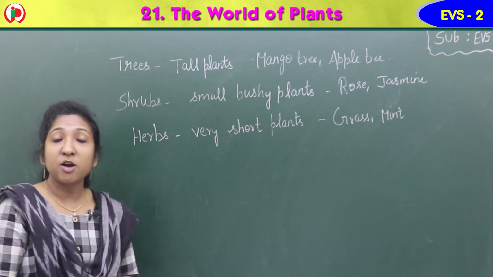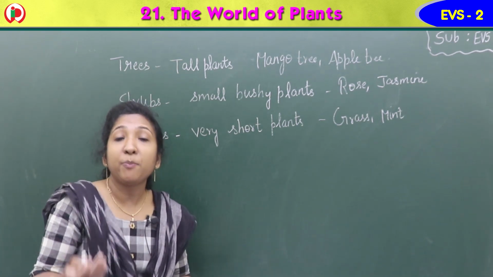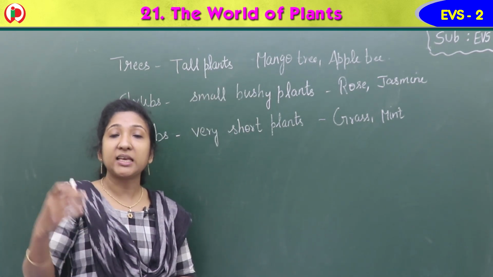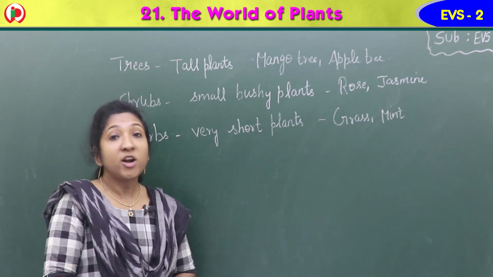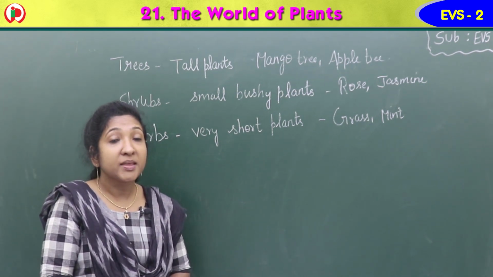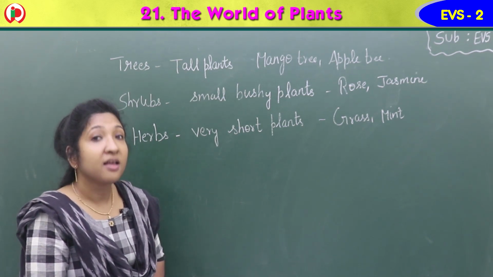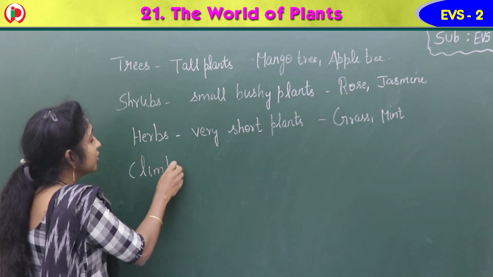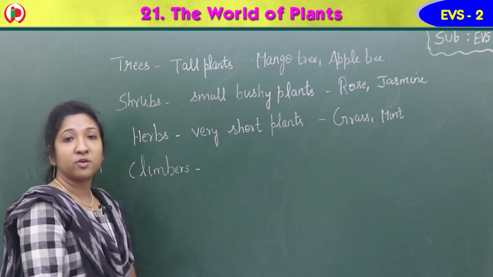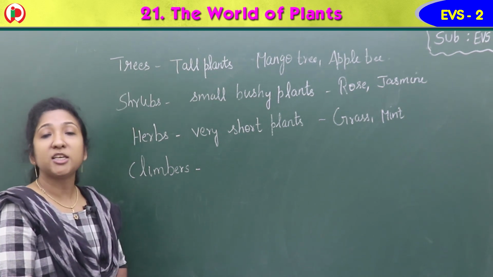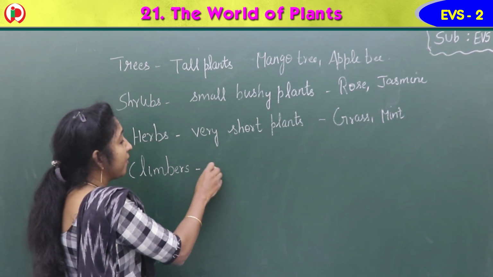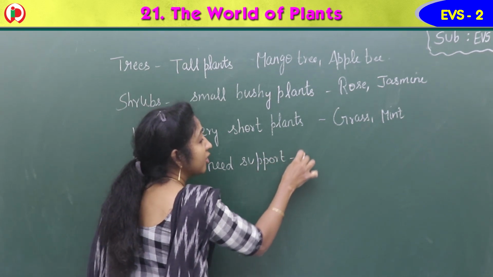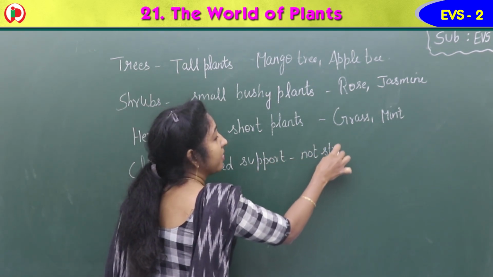Then we learned about some plants that need support to grow, support to climb. When we give support, they climb, like stick or wall, they climb. What kind of plants they are? Yes, they are climbers. Yes, climbers need support to climb or grow. They are not strong, they are weak plants. They need support to grow because they are not strong.